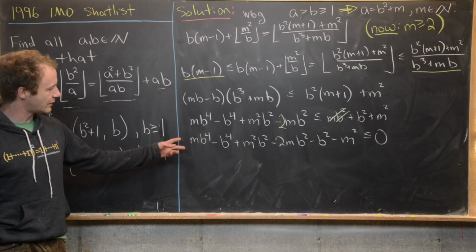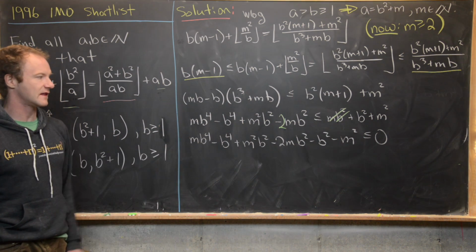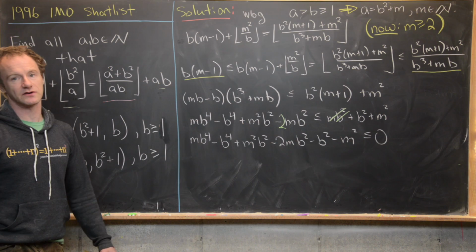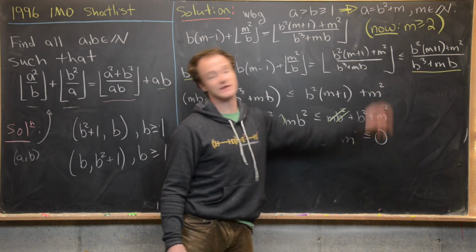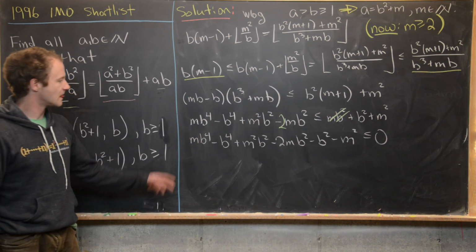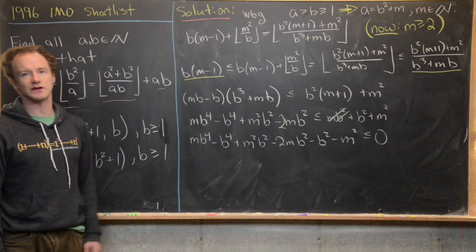Again, like I said, what we want to do is show that this thing over on the left is never less than or equal to 0, which will tell us that we don't have any solutions when m is bigger than or equal to 2. Okay, so let's see what we can do with this thing over here on the left.